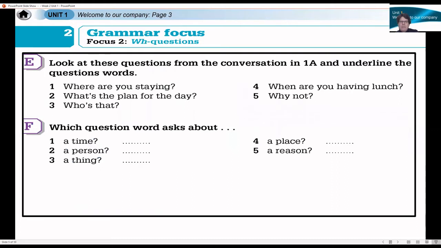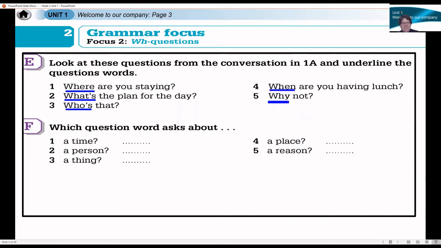All right, these are WH questions. I think we all know what those are. Where, what, why, who, when. Okay, look at these questions from conversation in 1A and underline the question words. I think we all know. I'm not even going to give you time to pause. This is really easy. What are the question words? What are the WH questions? Where, what, who, when, why.